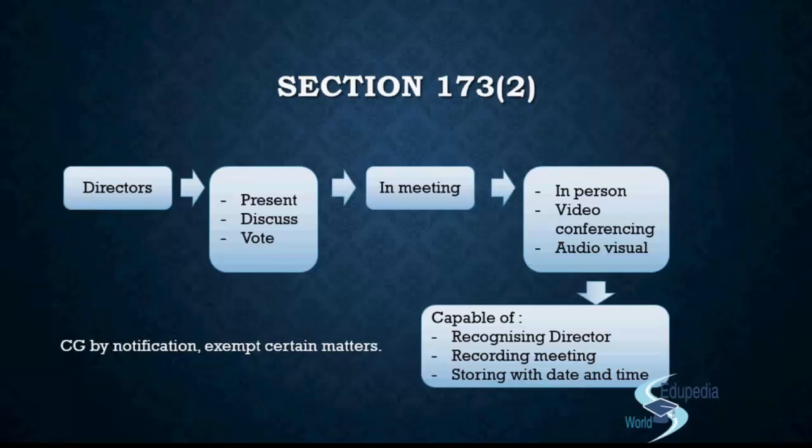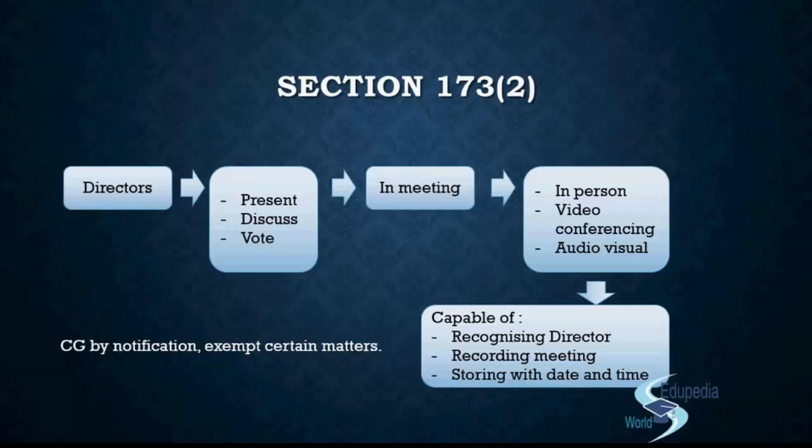And along with that, the rule 4 will also demonstrate some of the matters that cannot be dealt on audiovisual means or video conferencing. Yeah, we are talking about rule 4 of the Companies (Meeting of the Board and its Powers) Rules, 2014, right? So now what are the types of transactions that are prohibited, that rule 4 says that you are not allowed to do?